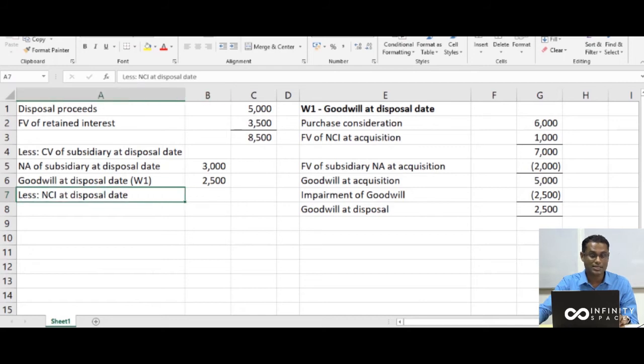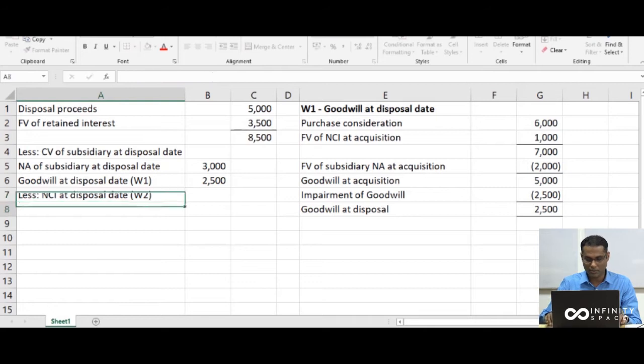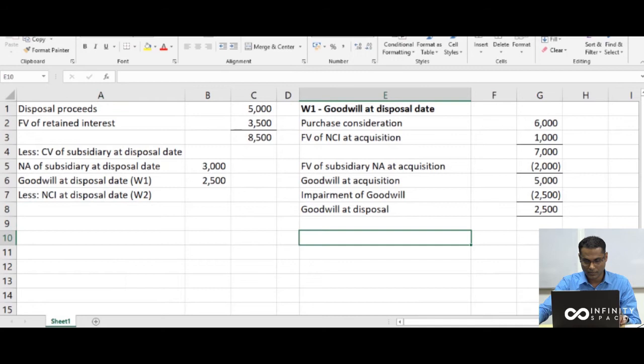Again, in the question, NCI at the disposal is not given. If it is not given, we don't need to worry. We can do a working and calculate that number. Working number 2: I am doing working number 2 to calculate the NCI at the disposal date.